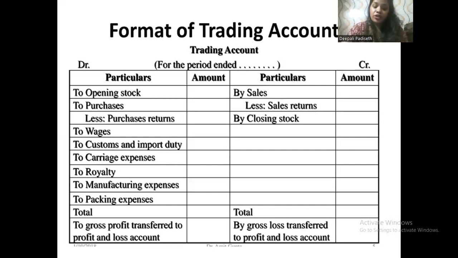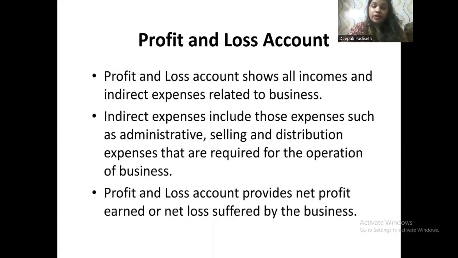Next is profit and loss. So profit and loss account shows all incomes and indirect expenses related to business. Whatever income we have got and whatever expenses we have spent outside of the business, that counts in the profit and loss account.